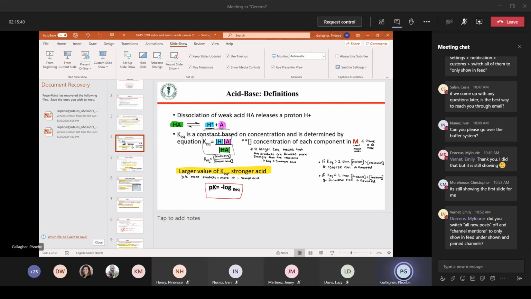So that's why when your products are higher than your non-dissociated weak acid, it's going to be a large KEQ, because this number would be in the numerator here. And that's how you know it's going to be a stronger acid, because there's going to be more protons. I think this is flipped when you take the negative log of KEQ, because pK is still giving you an idea as to how acidic something is, but it's using easier numbers. So with pK, it's going to be the opposite. A lower number is going to be a stronger acid, as opposed to a larger number like you would see in the equilibrium constant.